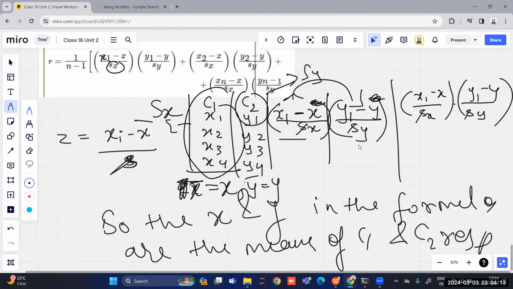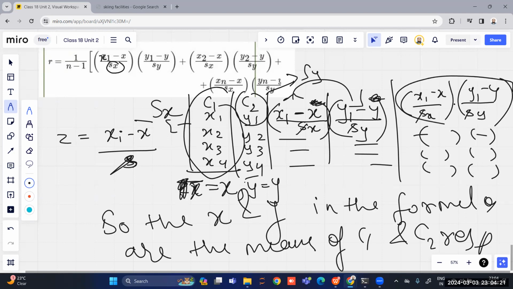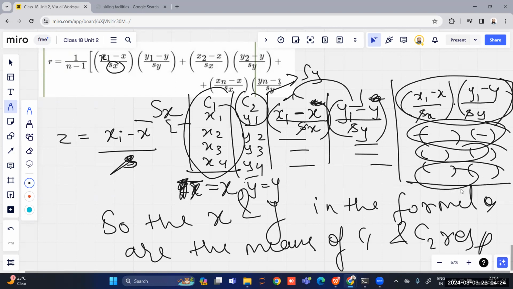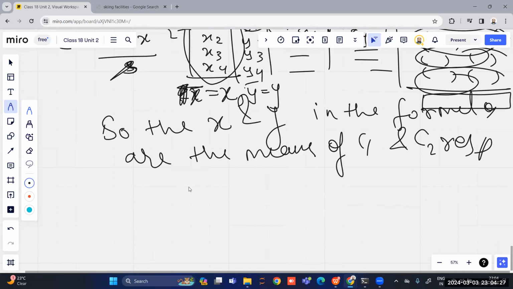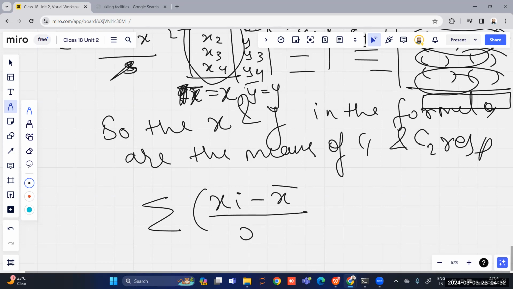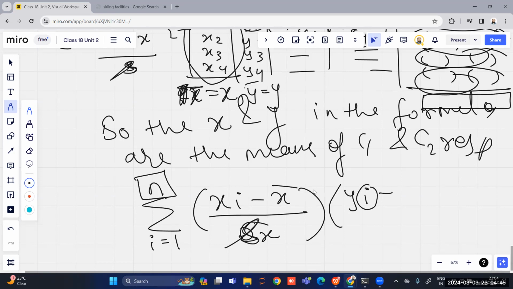Now what we need to do, calculate for each one, two, three and four. The multiplication will be here, here and here. These will all be numerical values, and we need to add them. So we'll get a summation here. What will be the summation? Summation of xi minus x bar upon sx, into yi minus y bar upon sy. We write i because i is a subscript variable which is running from 1 to the number of data points in the set.